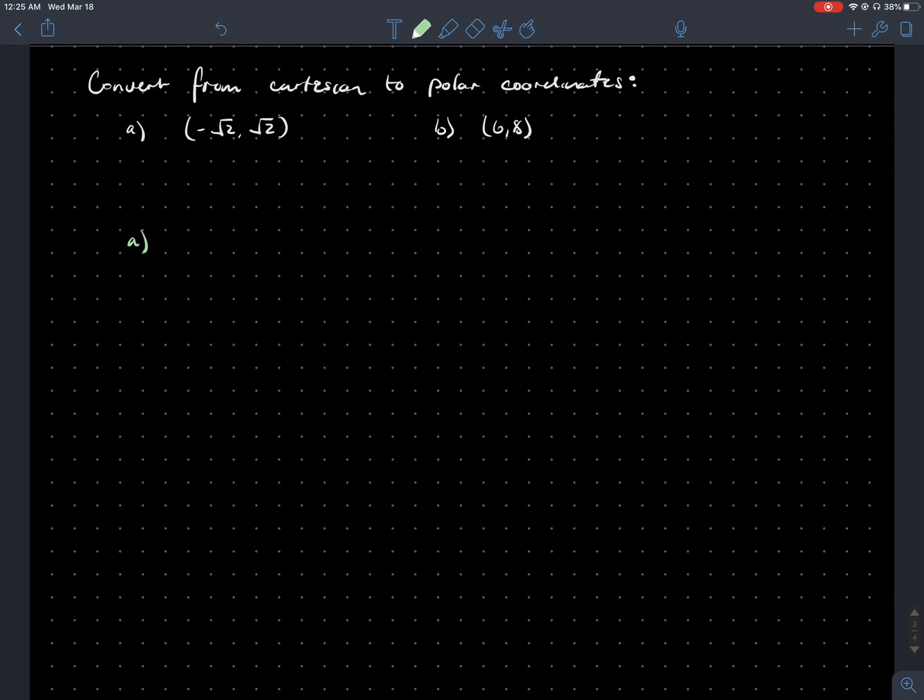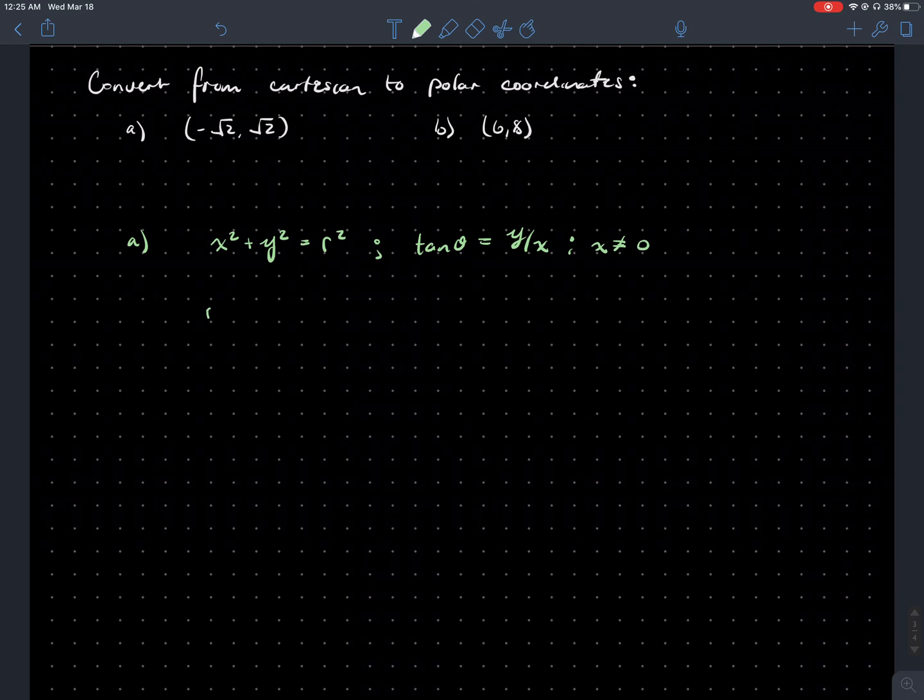So when we're converting from Cartesian to polar coordinates, the components that we need to know is our Pythagorean theorem. And we also need to know tangent of theta is equal to y over x, given that x is not 0. Okay.